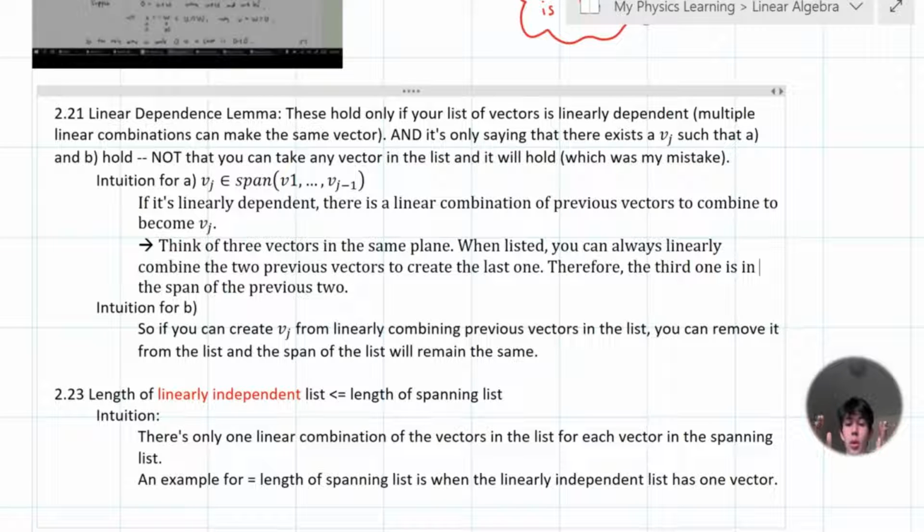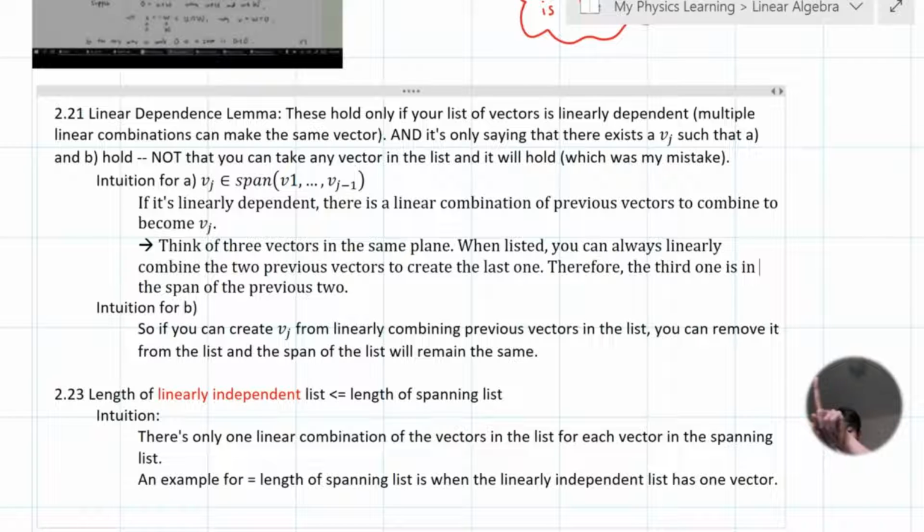So at some point you're going to have a vector where the previous vectors are a linear combination that make the same vector at the end. Okay, maybe that's not a great explanation, but think of three vectors in the same plane this time. If you make a list of them, you can always linearly combine two previous vectors to create the last one. You can always combine these two vectors somehow because they're in the same plane.